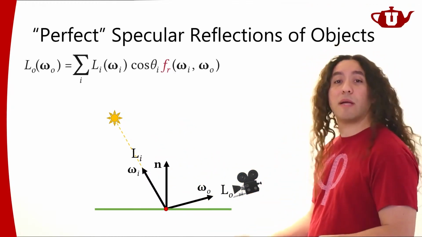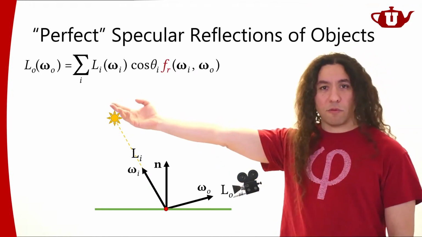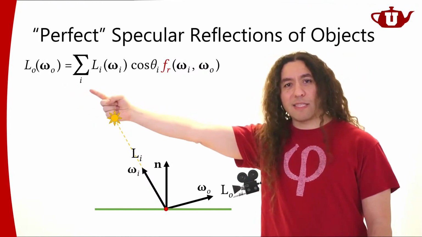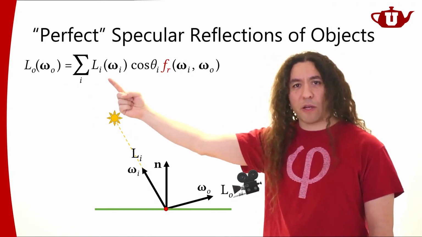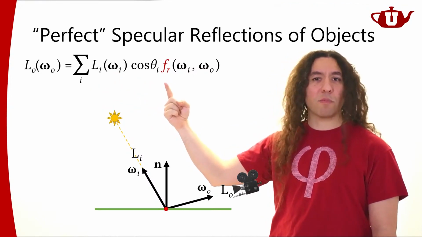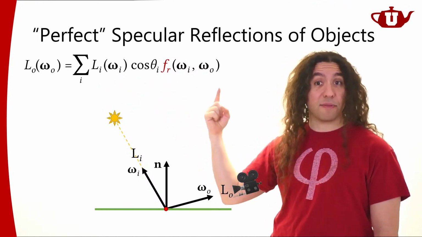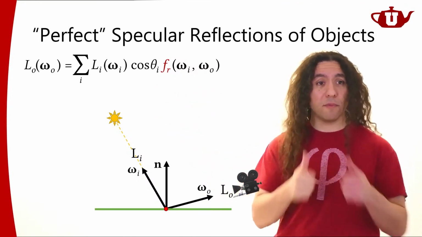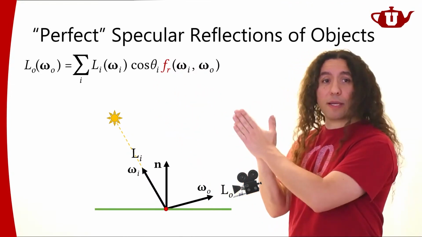So this is the equation, right? The outgoing light here is the sum of all light sources, and for each light source, I figure out how much light is coming, multiply by the cosine term, and then multiply by our surface BRDF. This is our surface material property. Okay, all good? This is what we've been doing.